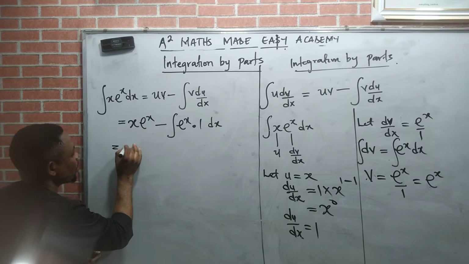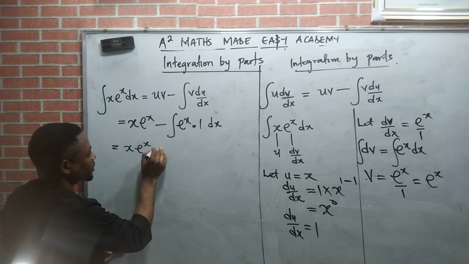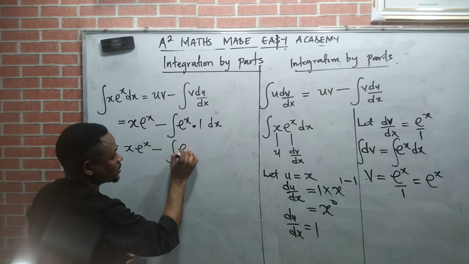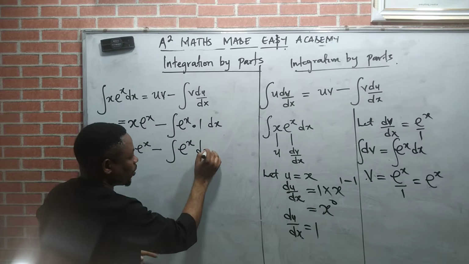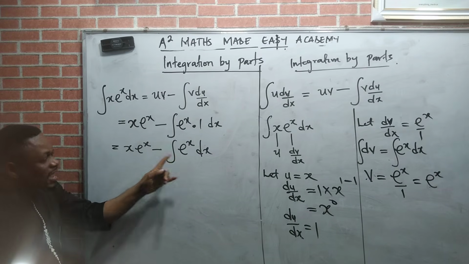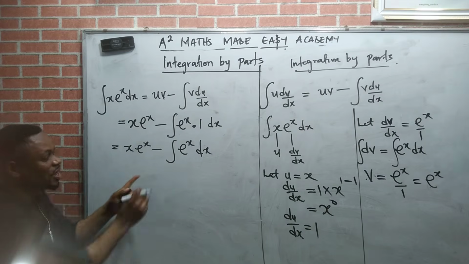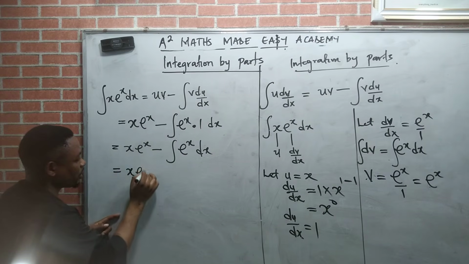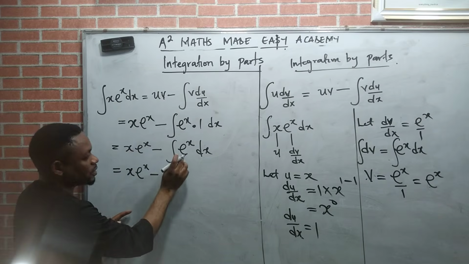Then let's continue. I have x exponential x minus integral. Watch this. 1 times exponential x is exponential x. Finally, can you see that it is only one function that is remaining here? And that thing is called exponential function. Can we integrate it now? So that we now have x exponential x minus integrate exponential.